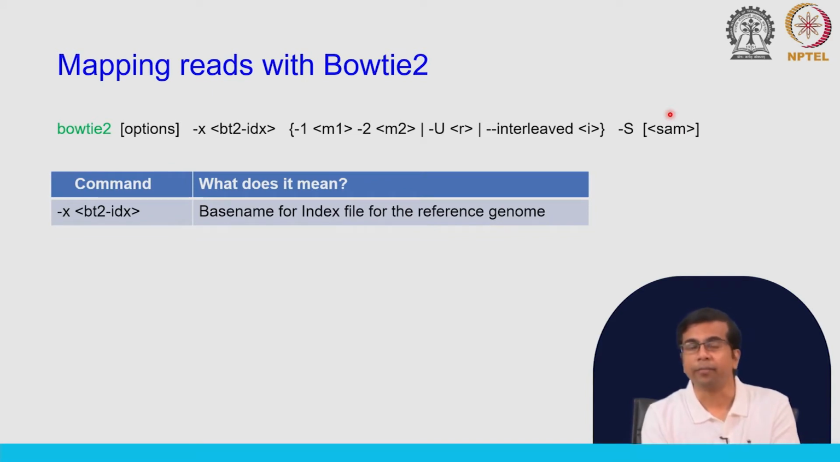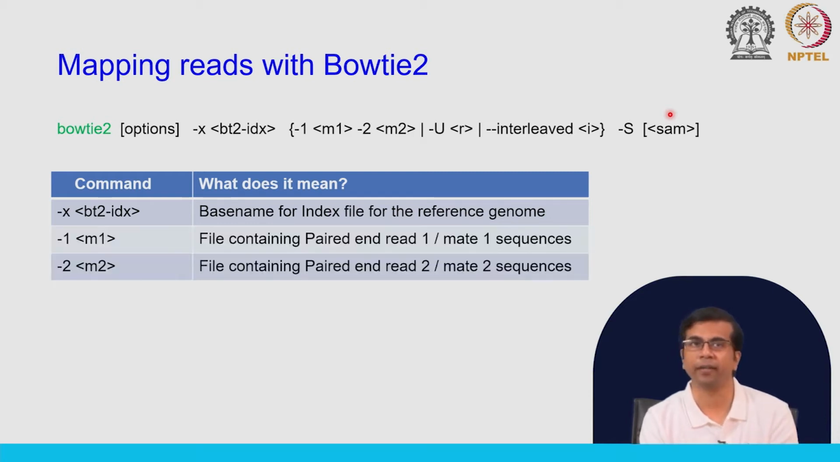So, as I have mentioned, -x BT2_IDX is the base name for the index file of the reference genome. In our case the base name was east_wg. Okay, so that will be specified here.